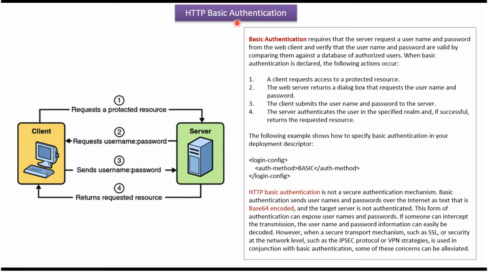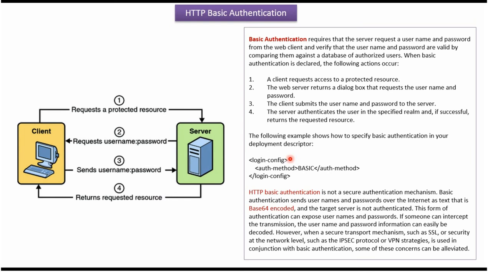In this video tutorial I will explain what HTTP basic authentication is. Here you can see the client, and here you can see the server. The client sends a request to the server for the protected resource, and the web server returns a dialog box asking the client for a username and password. The client enters the username and password and sends it to the server, and the server validates whether it is a proper username and password. If it is valid, then it returns the requested resource.